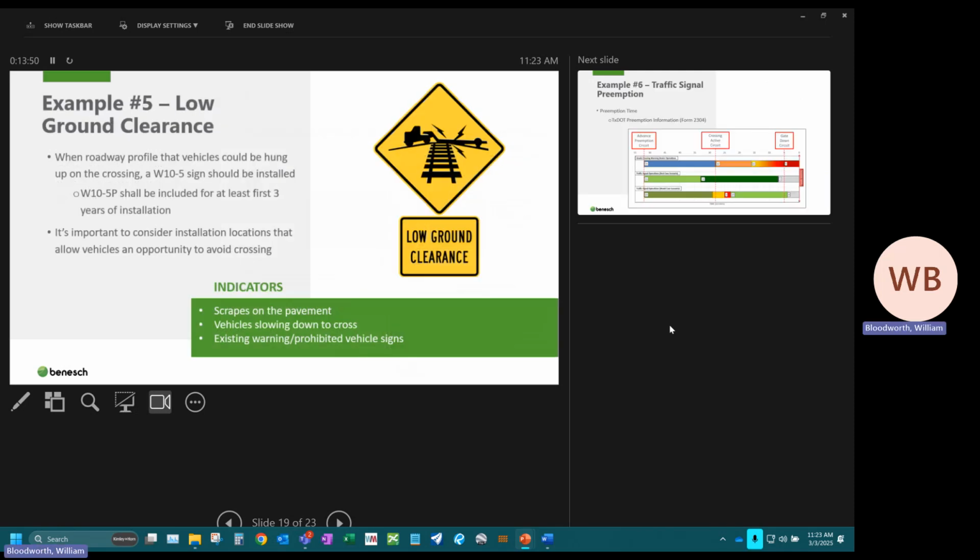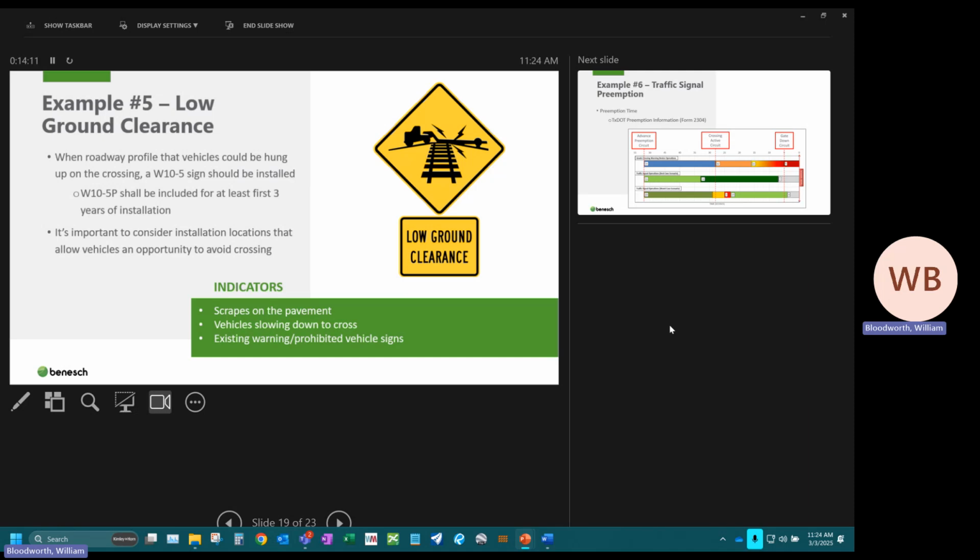Okay, and the last one I'm going to talk about is low ground clearance. And again, 2 ways. So this slide goes over kind of an existing condition and how to mitigate that. So if the roadway profile is as such that a vehicle could get hung up on it, specifically trucks, we usually install these R10.5 signs and then the R10.5P sign. The MUTCD says it has to be around for 3 years, but I don't think we propose to take them out usually.